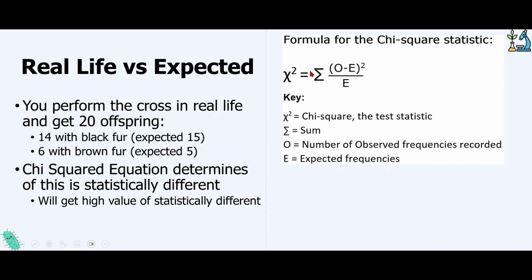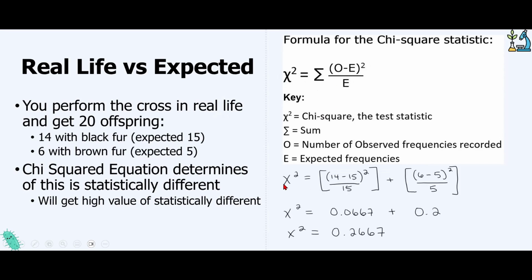So chi-squared equals the sum of your observed minus expected, over expected, squared for the top part. And then you're going to repeat this for how many observations you have. So we had 14 for black fur and 6 for brown fur, so we're going to do this twice. So basically, this is how you would set it up.